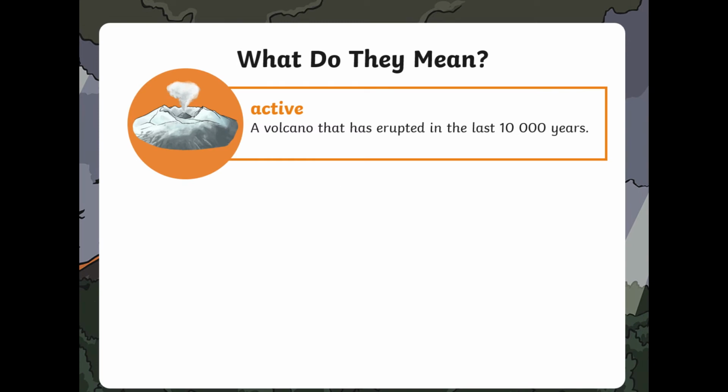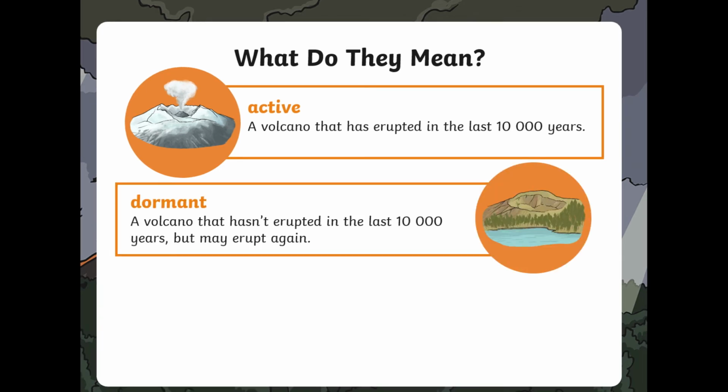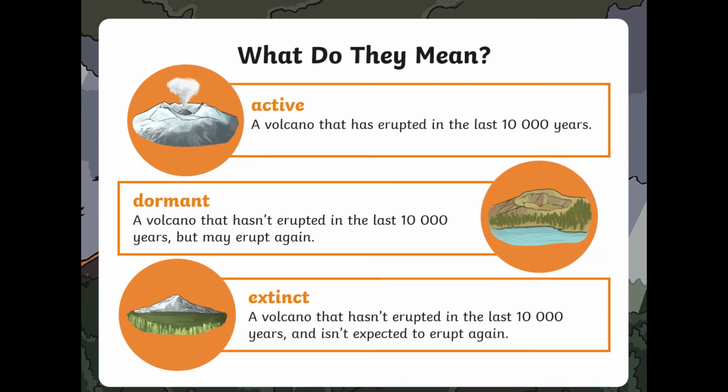Volcanoes can be sorted into three main categories. An active volcano is a volcano that has erupted in the last 10,000 years and is likely to erupt again. A dormant volcano is a volcano that hasn't erupted in the last 10,000 years, but there is a small chance that it might erupt again. An extinct volcano is a volcano that hasn't erupted in the last 10,000 years and isn't expected to erupt again.